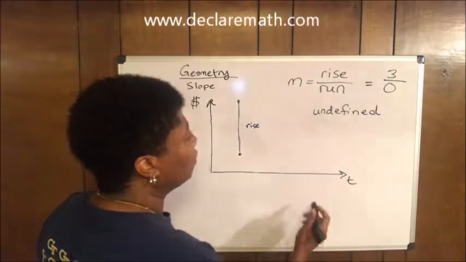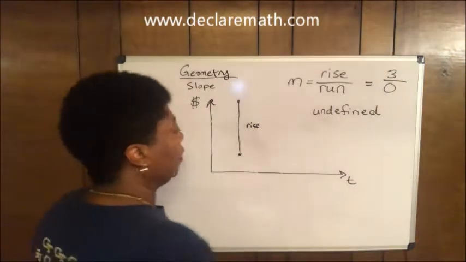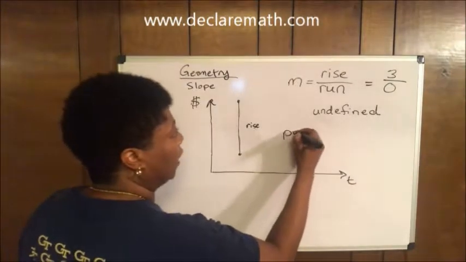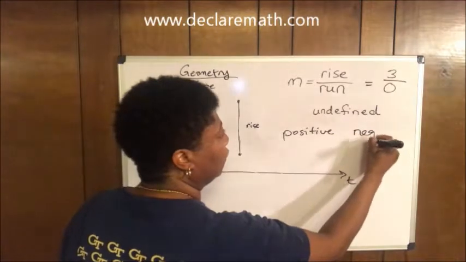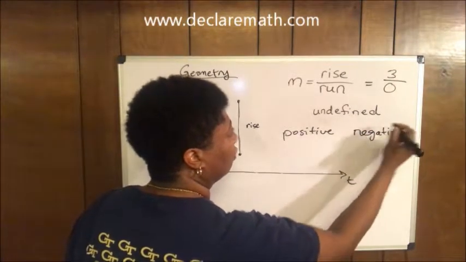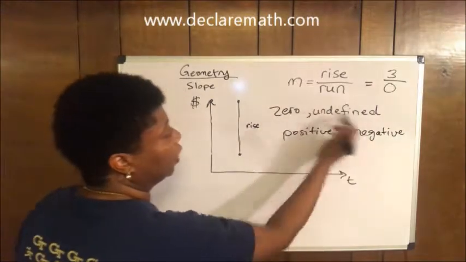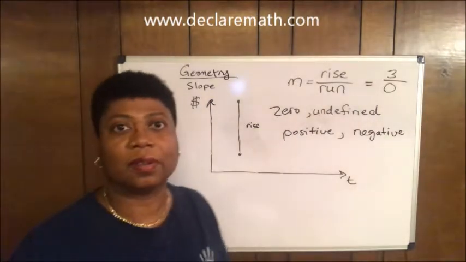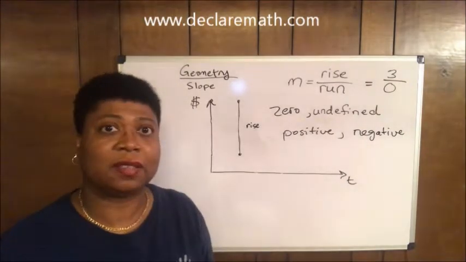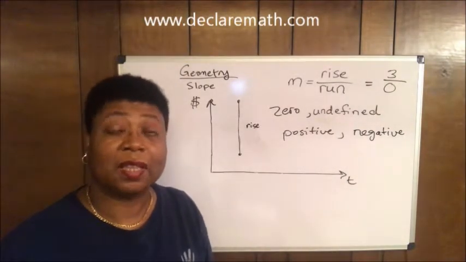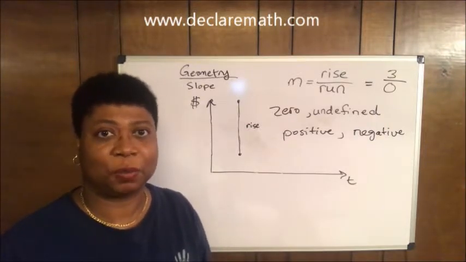And that's it. So we have our 4 types of slope. We went over 4 types: positive, negative, 0, and undefined. I hope that helps as far as understanding slope a little bit better. Next, we'll go over lines and tie that in with slope.